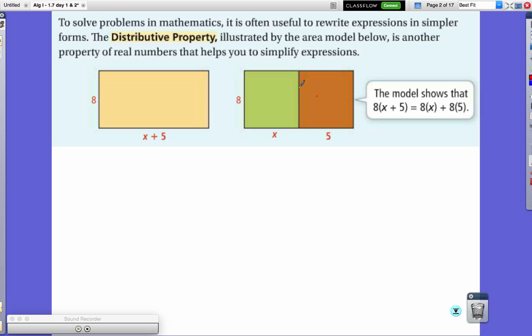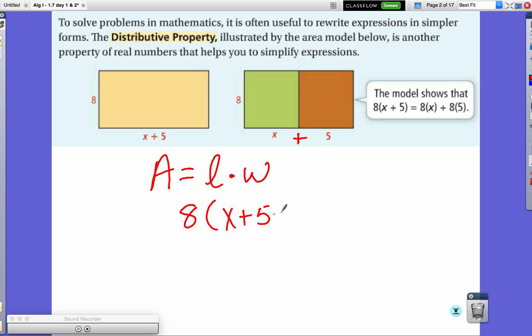If we break that down, because we do not know the bottom of the rectangle, we break that into two pieces, x and 5. So the distance across will be x plus 5. We know that area equals length times width. So when we set this up, we would have 8 times the entire quantity of x plus 5.